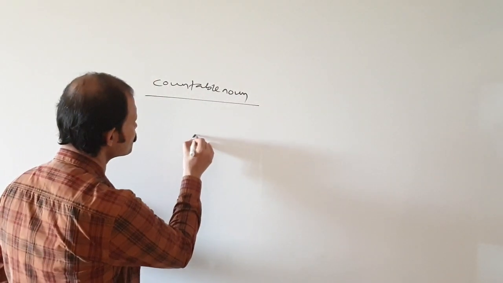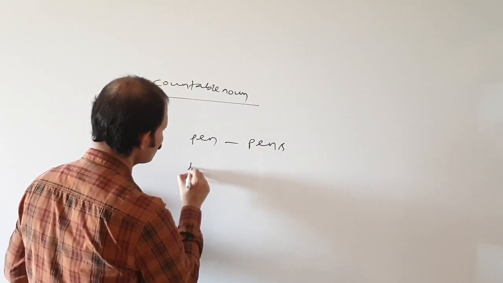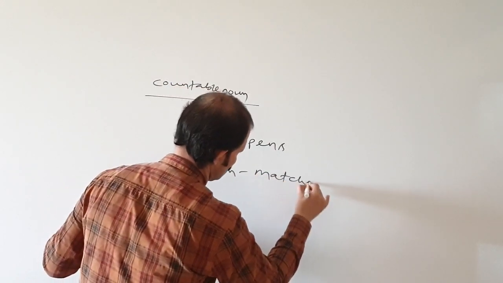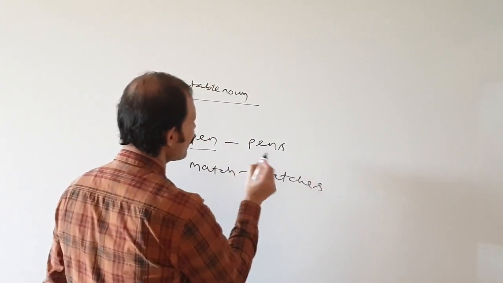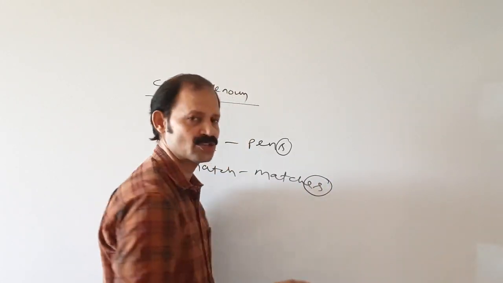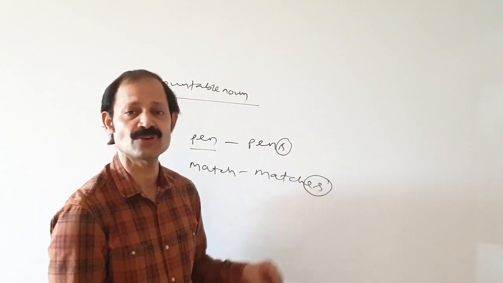Suppose a word is pen, in its plural form it will be pens, and suppose a word is match, in plural form it is matches. That means when you are to get the plural, you have to either add s or es. Then how to know whether s will be added or es will be added?